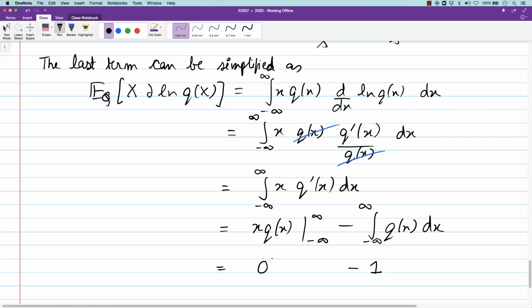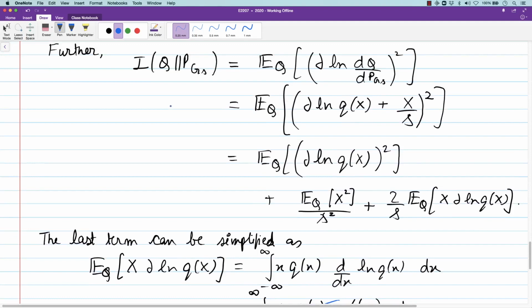This term is 0. The reason why this term is 0 is because of an assumption that we made. We have assumed that the expected value under q of x square is finite, but this second moment always exceeds the first moment, and therefore the integral from minus infinity to infinity of q(x) mod x dx is finite. Therefore in the limit as x goes to infinity and minus infinity, q(x) mod x must be 0, and therefore both these terms are 0, so this becomes 0. So this x times the derivative of log q(x) looks so formidable, but this is just minus 1. So this last term in this expression is just minus 1.